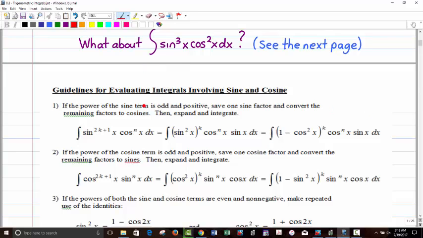All right, sine is odd and positive. You save one sine factor and convert the remaining factors to cosine, then expand and integrate. It almost sounds like a recipe, bake at 400 degrees for 20 minutes and let cool or whatever. But anyway, this will be our little recipe then, won't it?